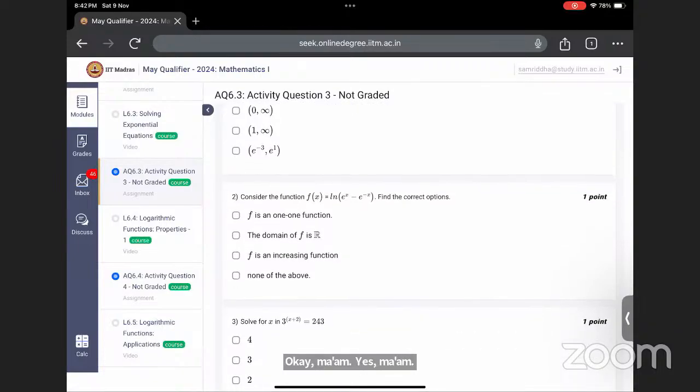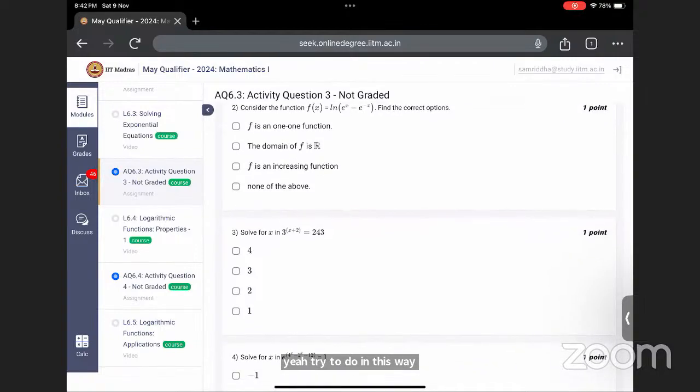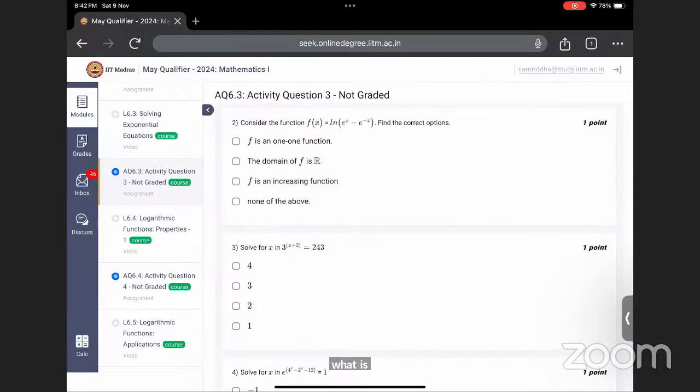What is the next doubt? The second question was my doubt, ma'am. I couldn't understand the question actually. Here the question is given, and you have to conclude about the options.